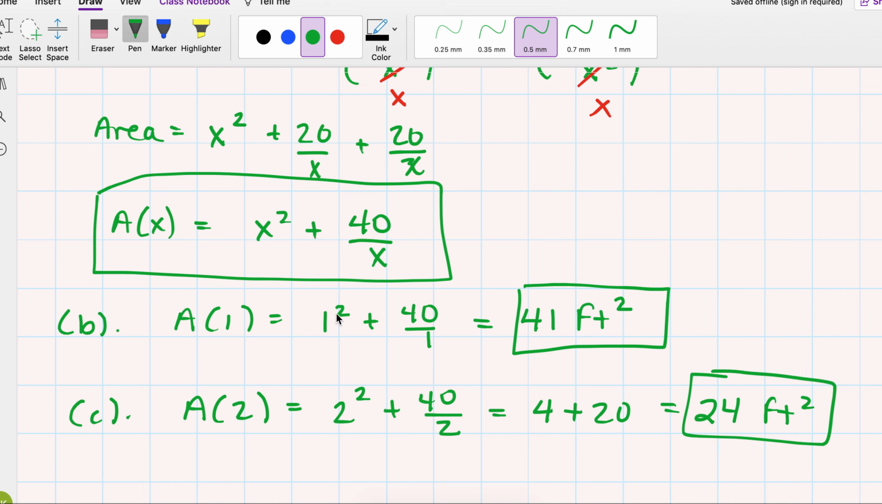Notice that the larger the base, the smaller the area, at least for this particular example. When we went from a 1 by 1 base to a 2 by 2 base, the surface area is 24 feet squared for 2 by 2 and 41 feet squared for a 1 by 1.